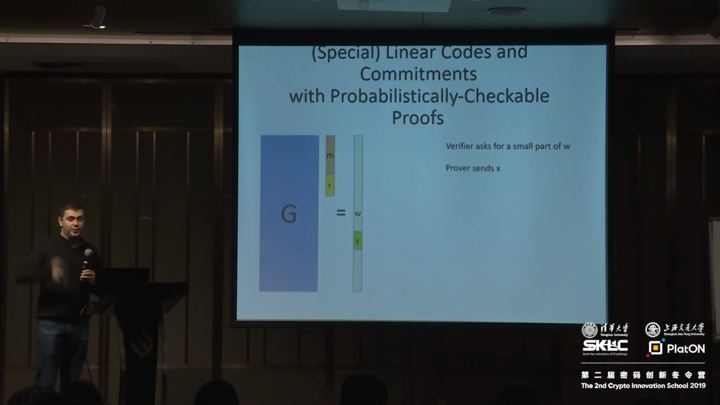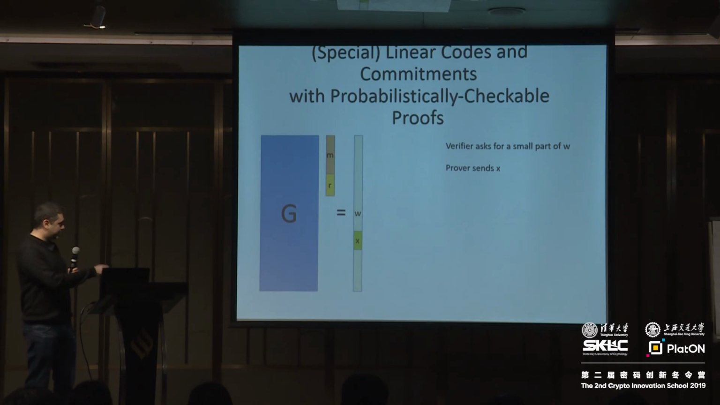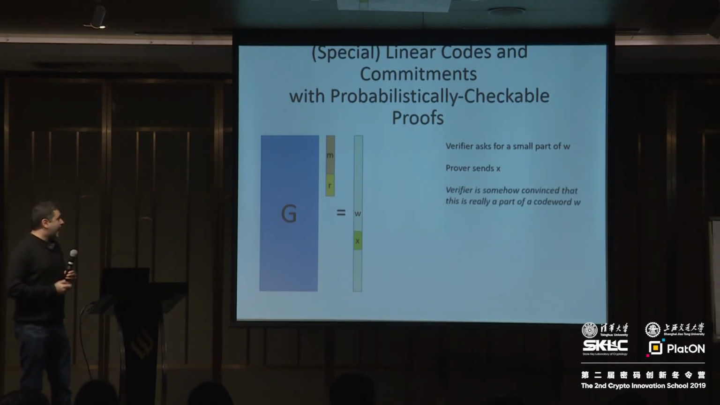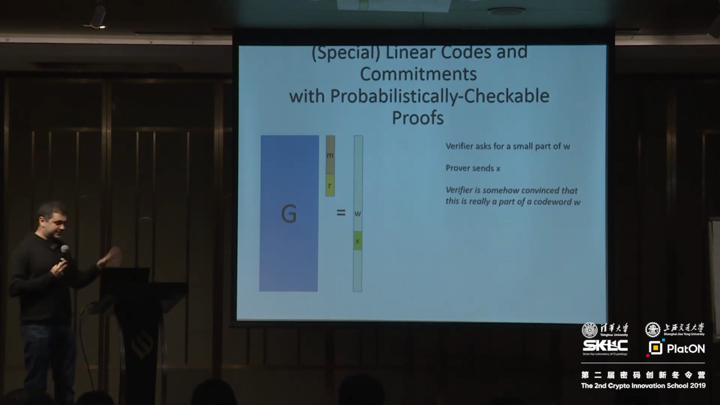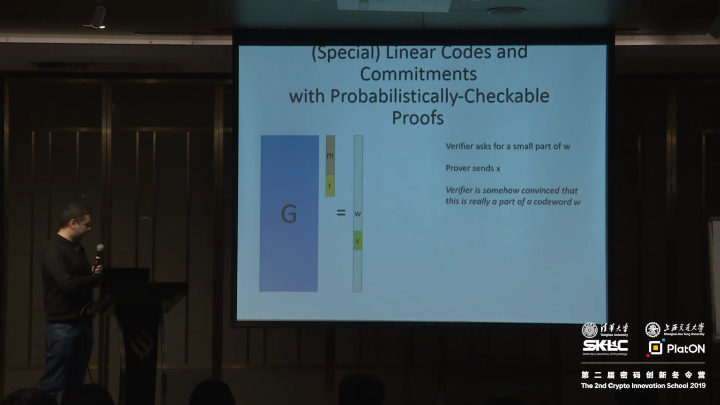The prover doesn't know which part of W the verifier is going to ask for. Here it's a contiguous thing, but it could be this position, this position, this position, this position. For simplicity, I'm just going to write it like this. So the verifier asks for some coefficients of W, the prover sends them, and now from this the verifier should be somehow convinced, I'll explain this later, that this is really part of a code. This is really part of the W that the prover computed.